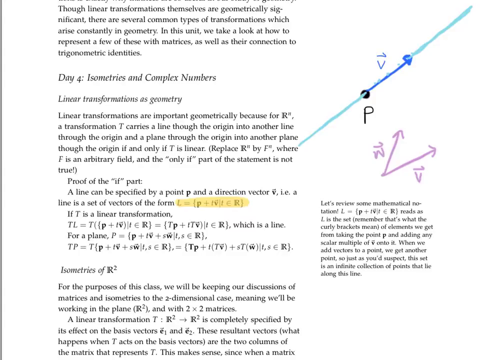For the purposes of this particular class, we're going to be keeping our discussions of matrices and isometries to the two-dimensional case today, meaning we'll be working in the plane, like our piece of paper is a good physical representation of the plane, and so we're going to be working with 2x2 matrices. So let's take a look.